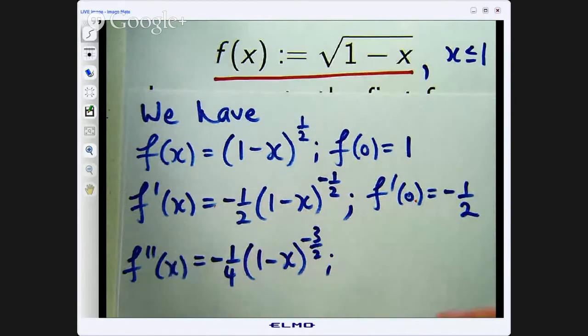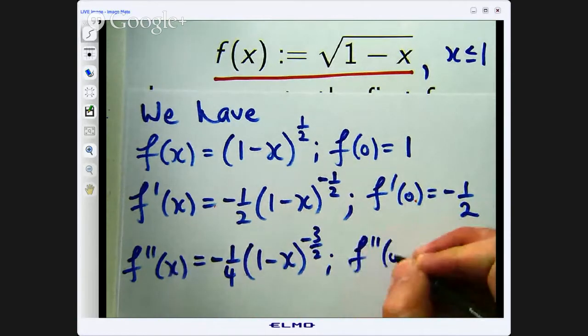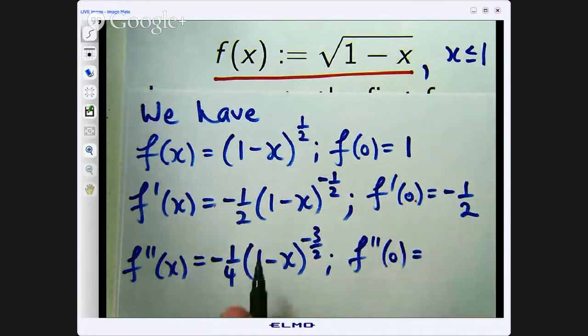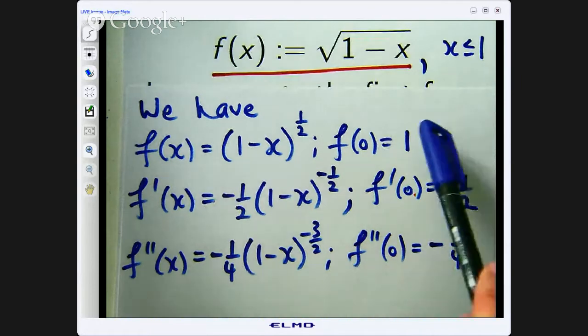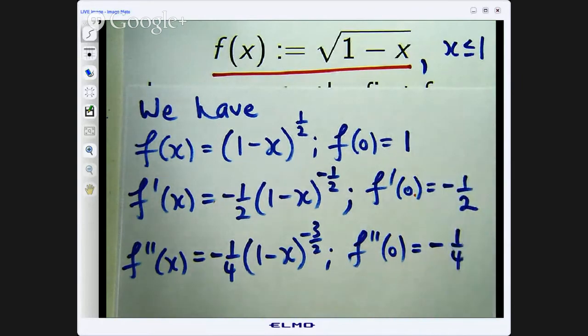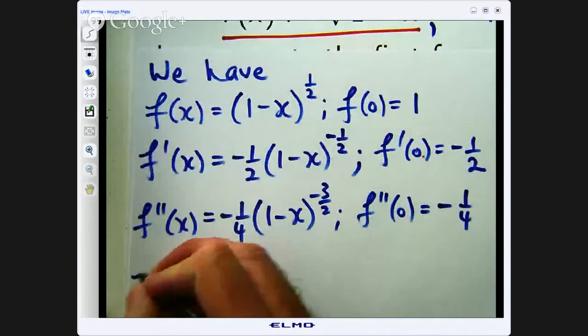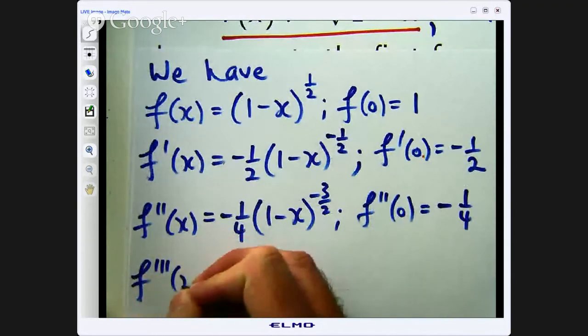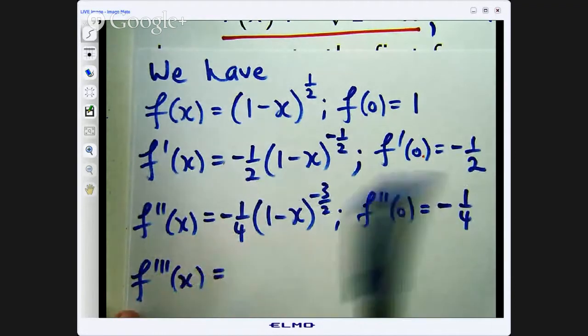Okay, and this evaluated at x equals 0 is going to be -1/4 times 1. Okay, and we've got 1, 2, 3 non-zero terms there. We want 4. So let's compute the third derivative. This should be the last one, as long as it's not 0.